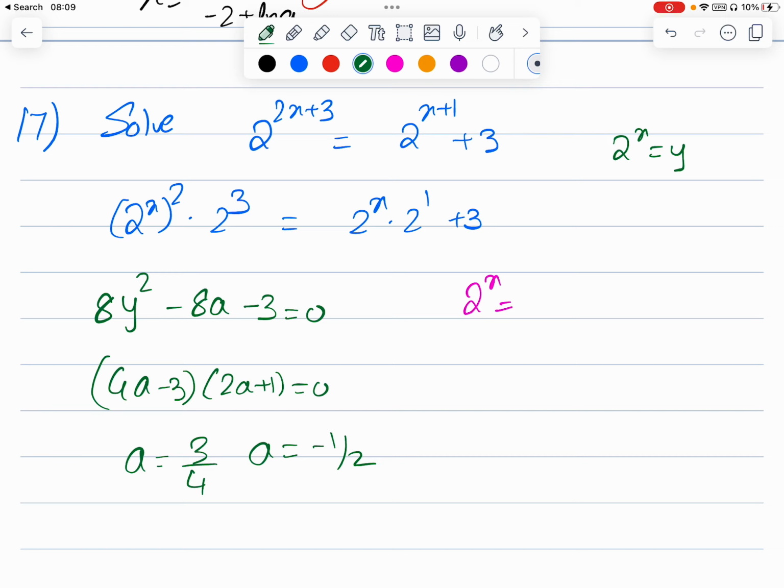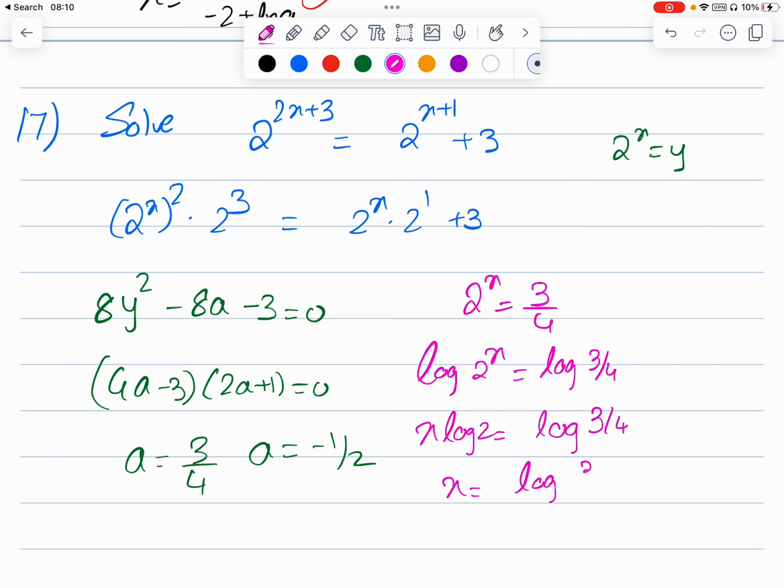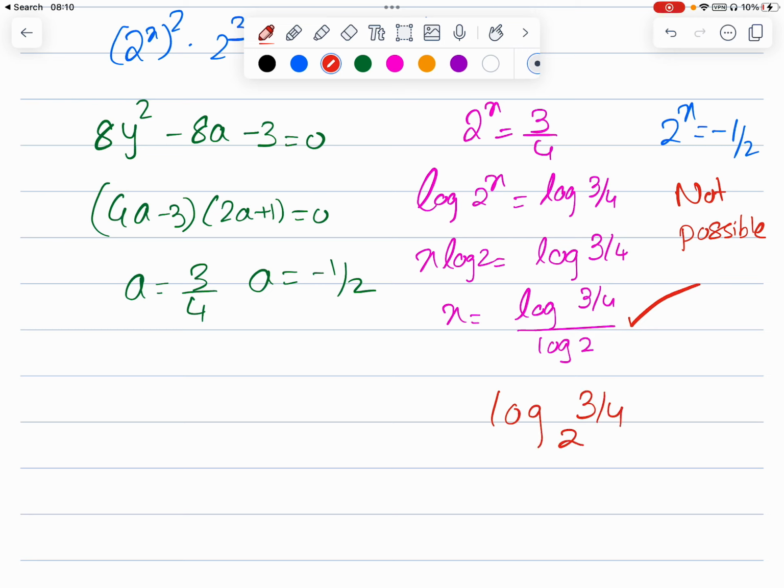So 2 power x equals 3 upon 4. So apply log on both sides. Log 2 power x equals log 3 upon 4. So x log 2 equals log 3 upon 4. So x equals log of 3 upon 4, upon log 2. This is one answer. Another answer is 2 power x equals negative 1 upon 2, which is not possible because 2 power x cannot be any negative number. It is always going to be a positive number. So this is not possible. So my only answer is log 3 upon 4 to the base 2. This is going to be the answer.